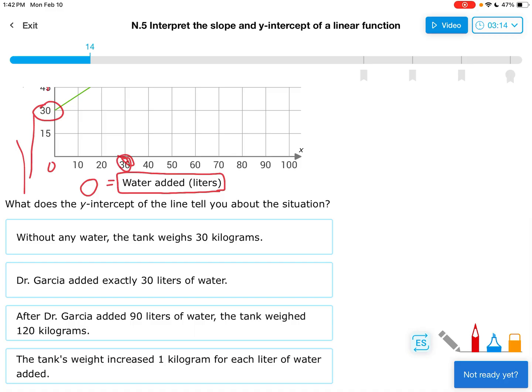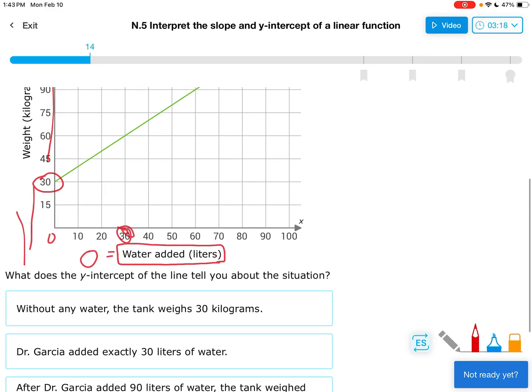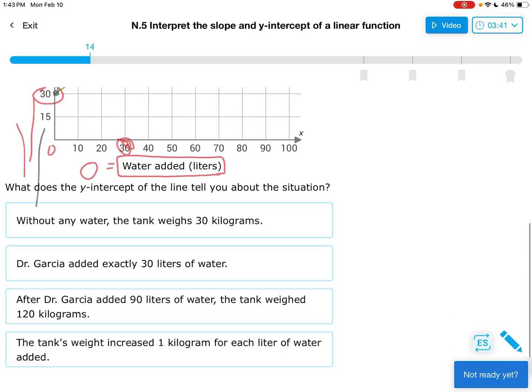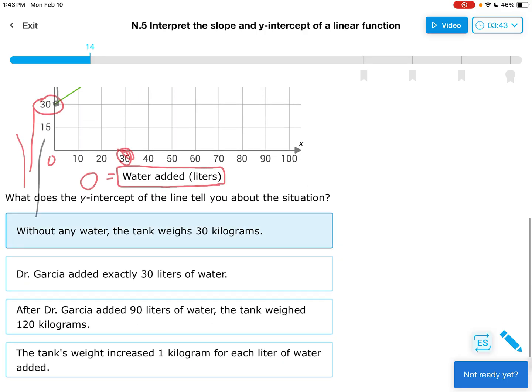And then a tank's weight increased 1 kilogram for every liter of water. Let's see, is that true? That's also slope. So if we were to check any 2 points, yep, this goes up 30 kilograms over 30 liters of water, and 30 divided by 30 is 1. So again, that's not a false statement, but it doesn't help us with what the y-intercept is.